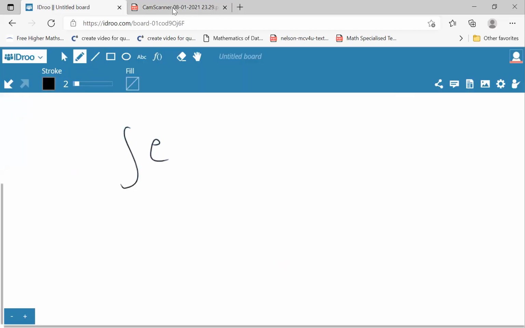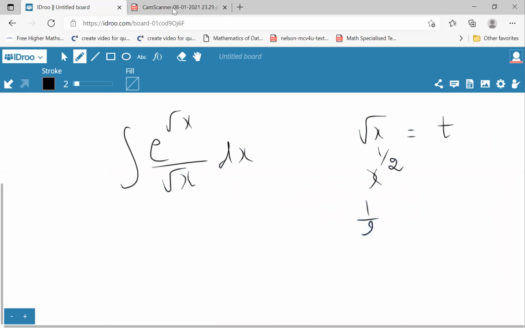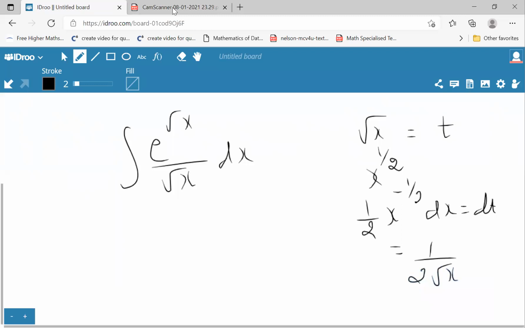Integration of e to the power of root x by root x dx. This also can be solved by the method of substitution. So we can take root x as t, which is nothing but x to the power of half. So differentiating on both sides, you get half x to the power of half minus 1, which is minus half, dx is equal to dt, which is nothing but 1 by 2 root x dx is equal to dt.